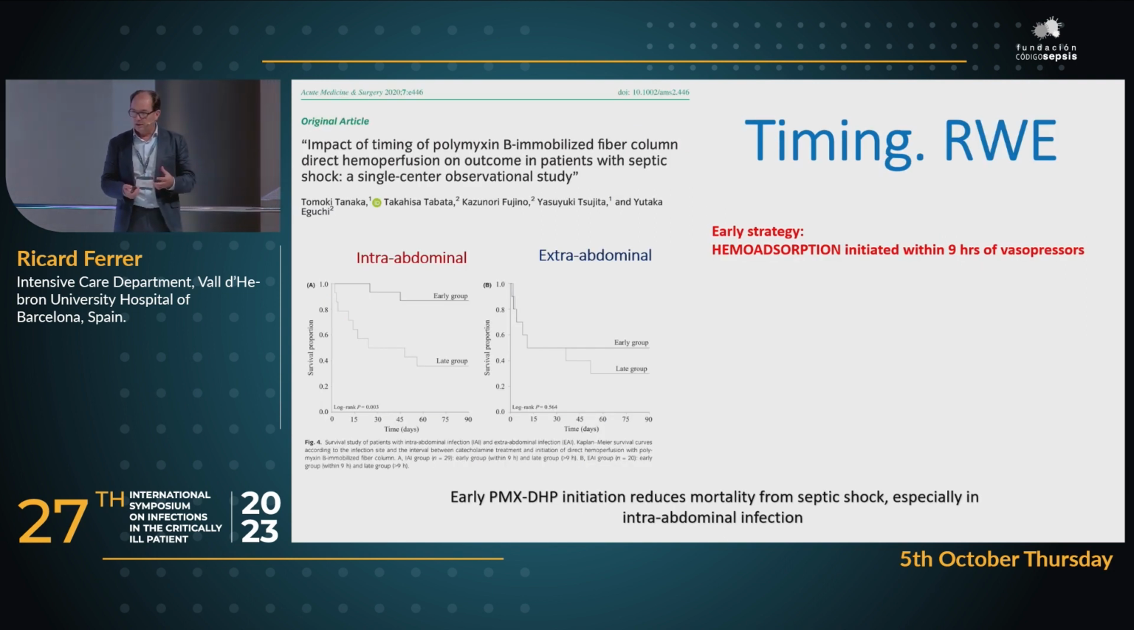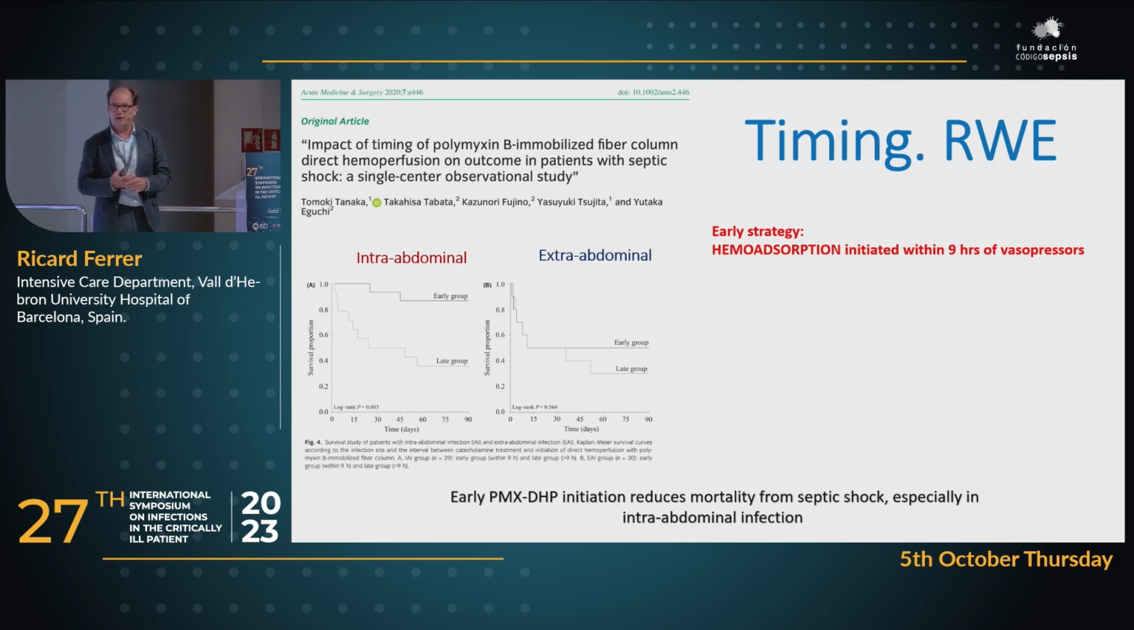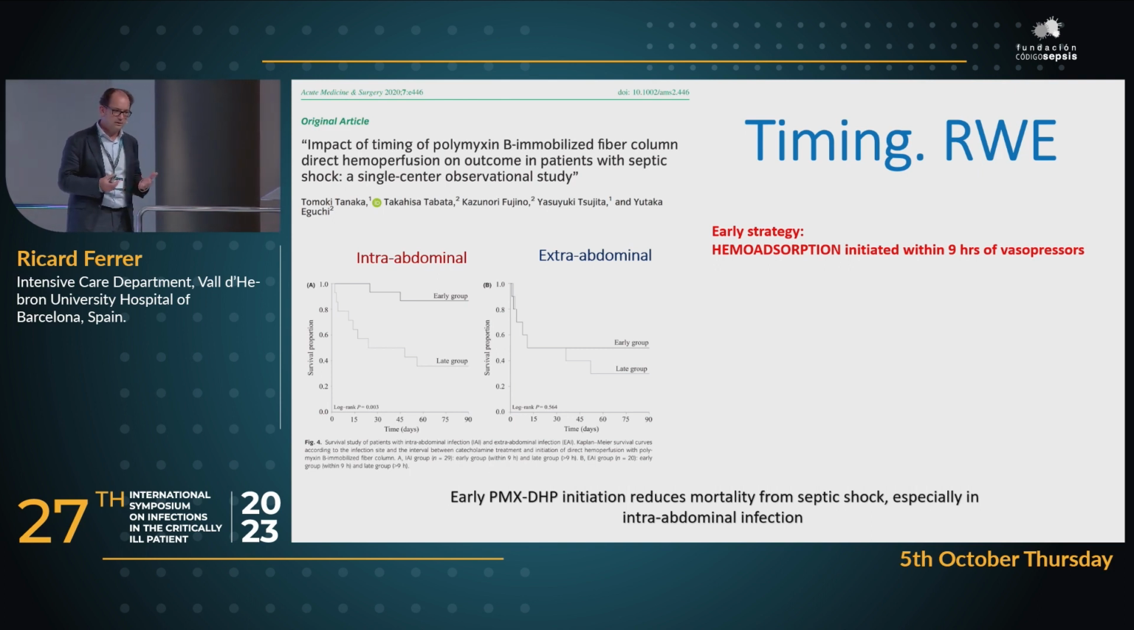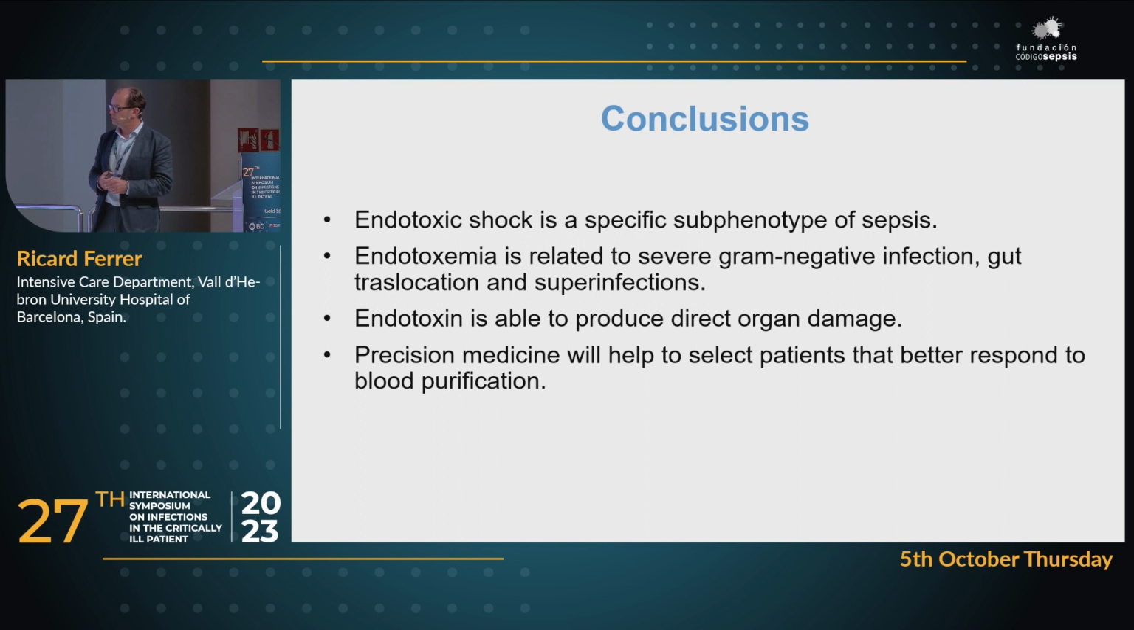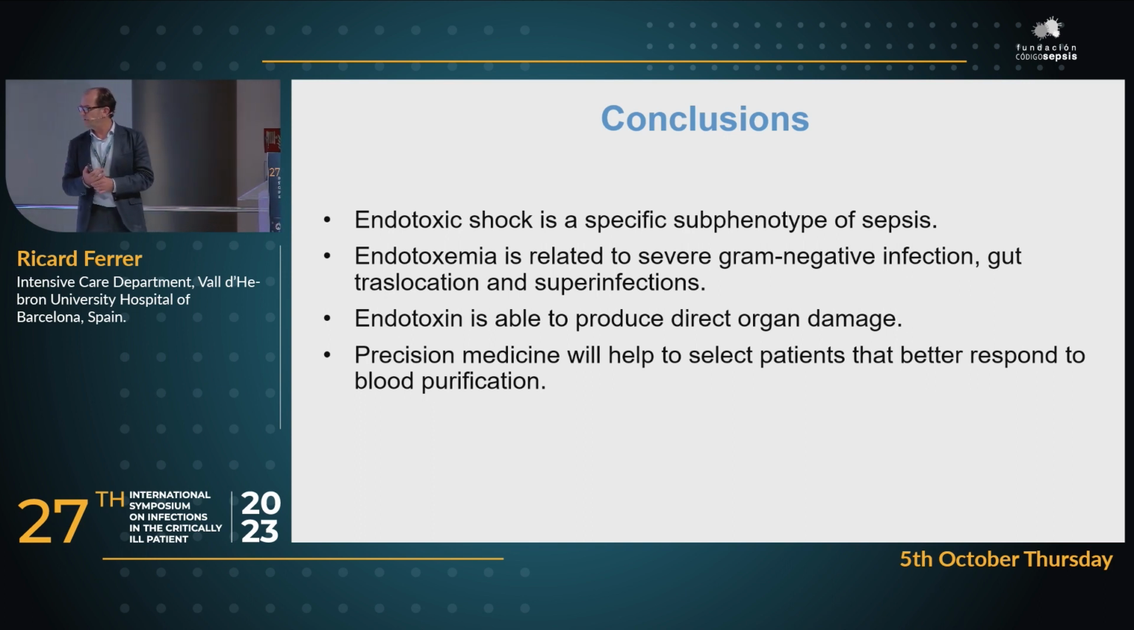And regarding timing, especially for those patients with abdominal sepsis, also in that study, the cutoff, I think, is 9 hours of vasopressors. Those patients with abdominal sepsis, that are those we expect have the higher burden of endotoxin, if you treat them in the early phase, they respond better in terms of survival compared with the patients that are treated later. For extra-abdominal sepsis, it is not so clear that this 9-hour cutoff could be used for treating patients. But I'm sure that Massimo will deliver more about that.